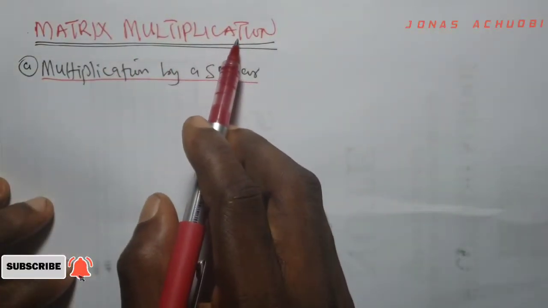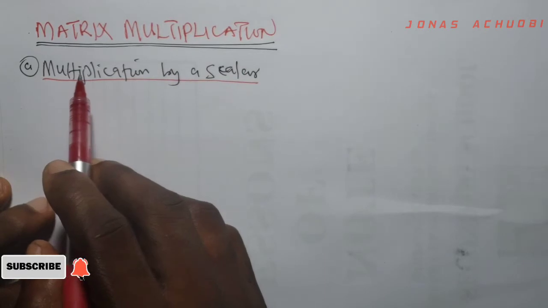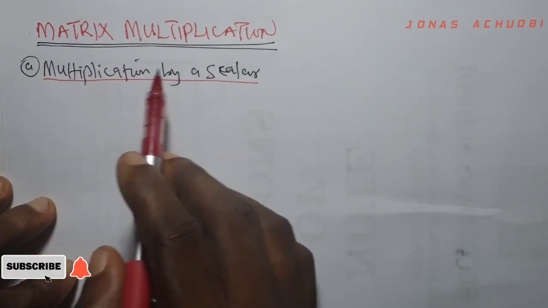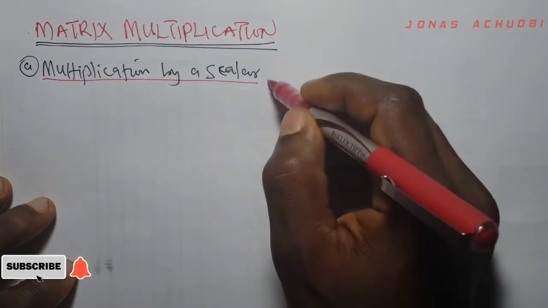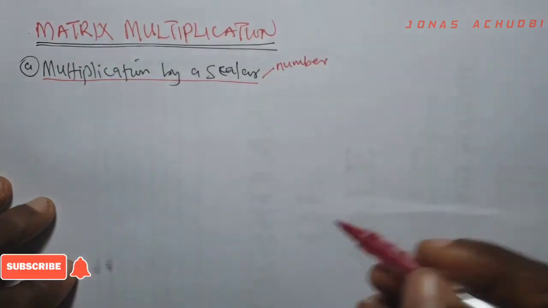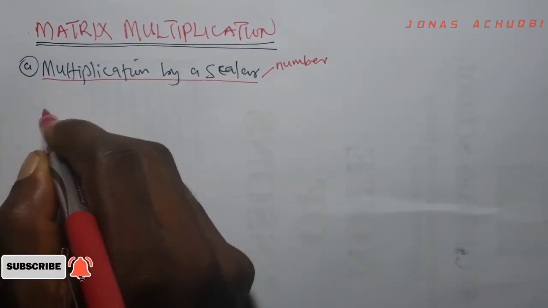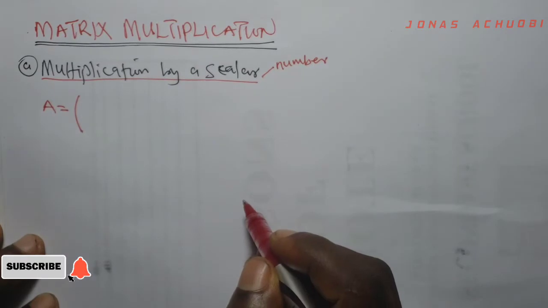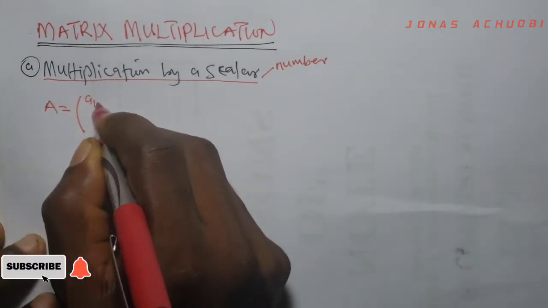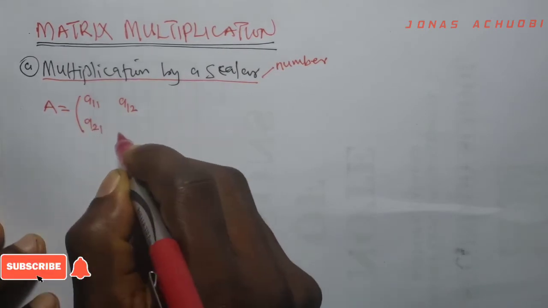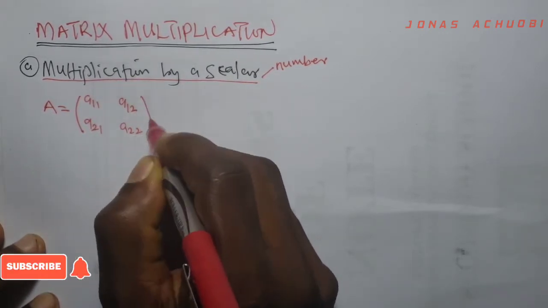Matrix multiplication. The first type of multiplication we want to consider here is what we call multiplication by a scalar. Now, a scalar here simply means a number. Any number is called a scalar. So, for instance, here we have a matrix. Let's consider a general 2 by 2 square matrix with entries A11, A12, A21, and A22.